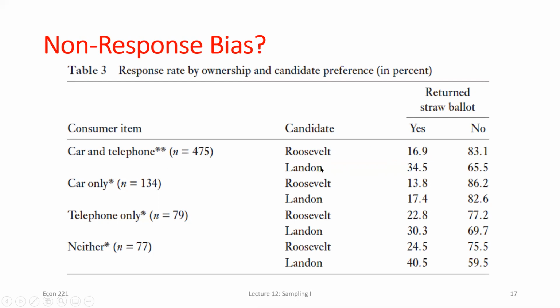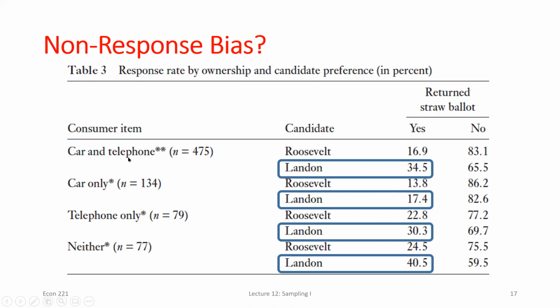But when we look at this, in every single one of these categories, doesn't matter if people had neither a car or a telephone, only a phone, only a car, or they had both, for whatever reason, when they went back and looked at who returned this poll, right?